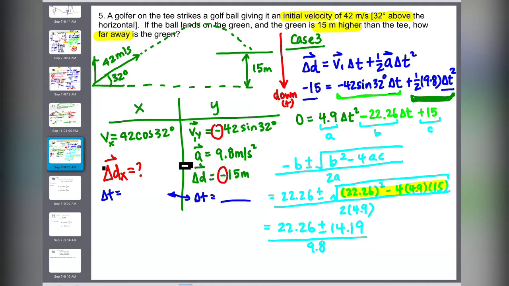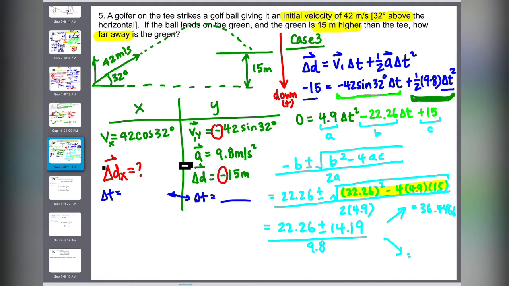I'm just going to clean it out. So with the plus and minus, I'm going to end up with two answers. Okay, so I'm going to work out what the two answers are. I'm going to add first. So 22.26 adding 14.19. I got 36.44. This is my time, so I'm just going to keep a little bit more decimal. 0.4466.